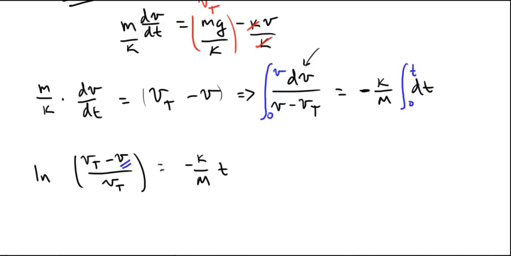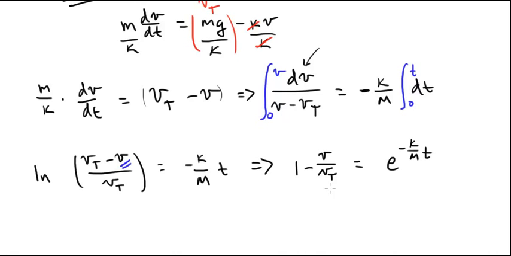So the first thing I'm going to do is get rid of this ln. I'm going to do the opposite of the natural log. So I'll go ahead and rewrite this as 1, right? Vt over v is 1. So 1 minus v over vt equals e to the negative k over m t.